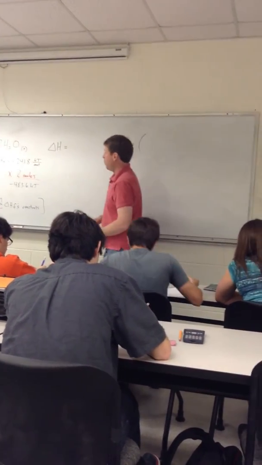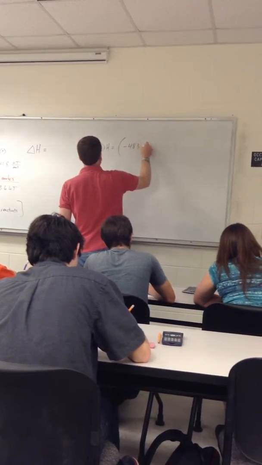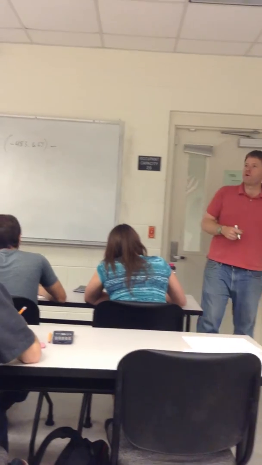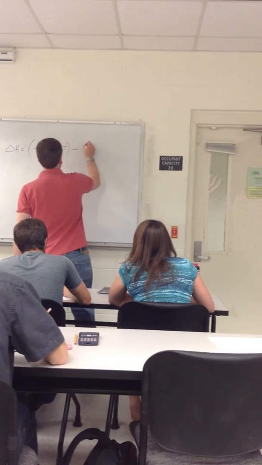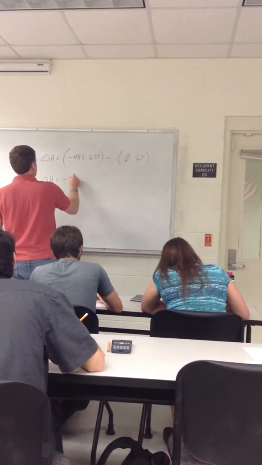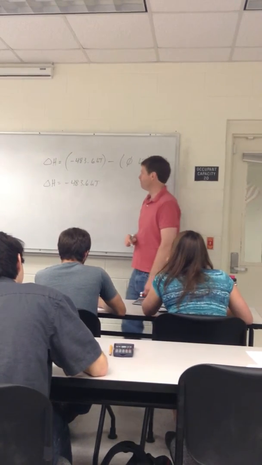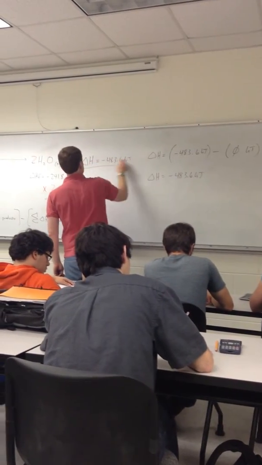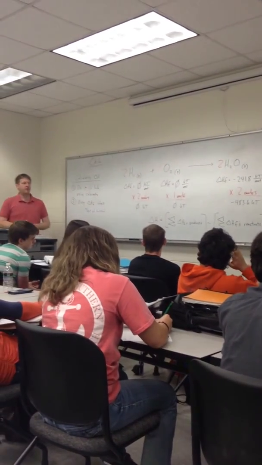So our products, there's only one product, and we've already found its total delta HF, negative 43.6 kilojoules. And we're going to subtract from that the sum of all the heats of formations of our reactants, which in this case will simply be 0. And so our answer, which will be the delta H for the reaction, is right there. So that is how you use heats of formation to solve for the delta H of a chemical reaction.